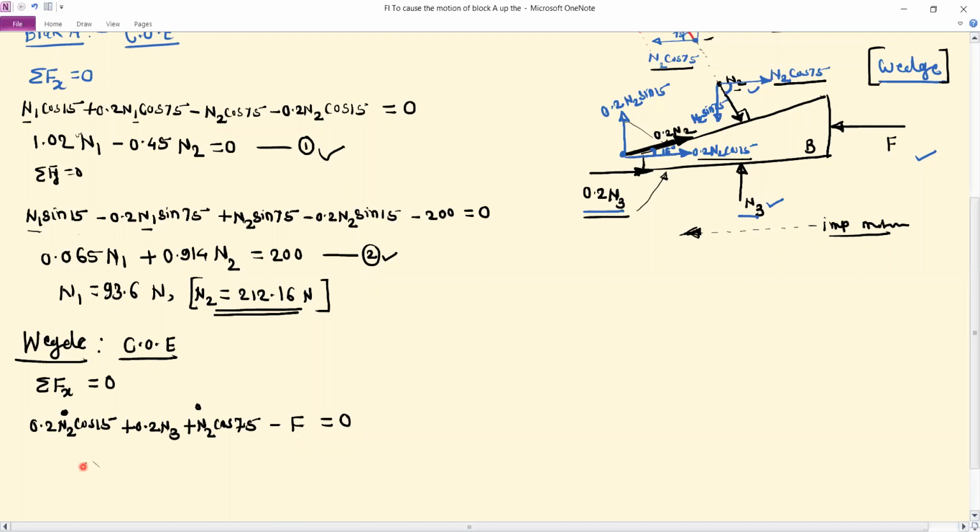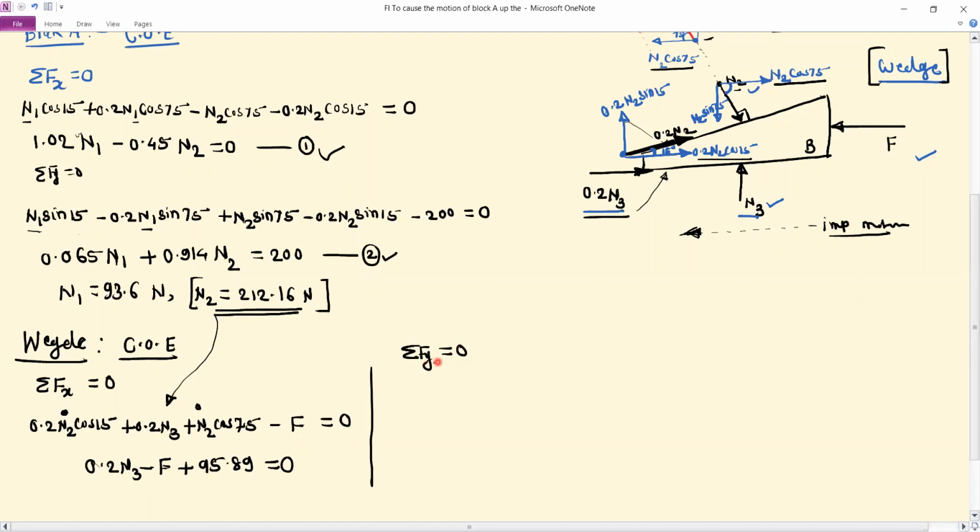So you will get the equation 0.2 n3 minus f plus 95.89. This is equal to 0. Just put the value of n2 in this equation. Okay. Next, use summation fy is equal to 0.